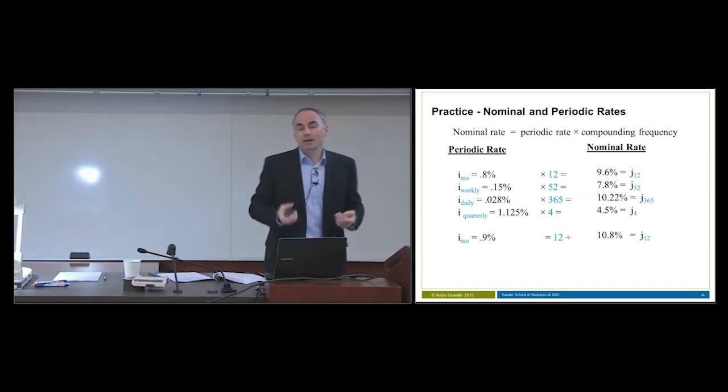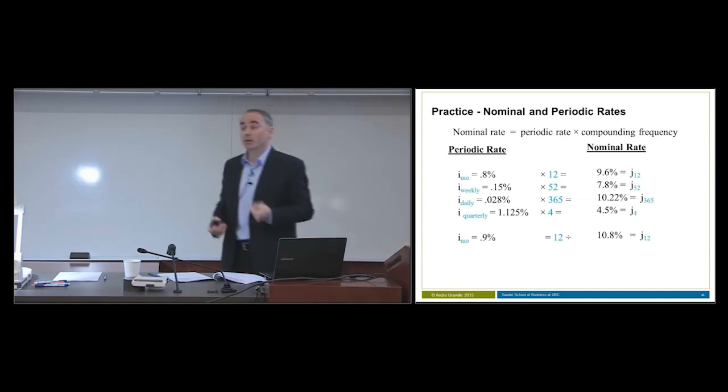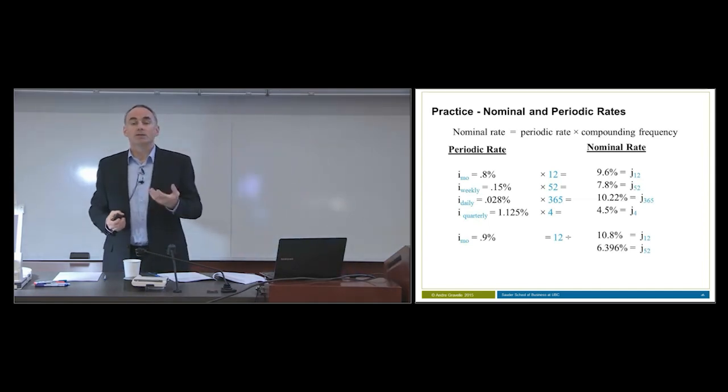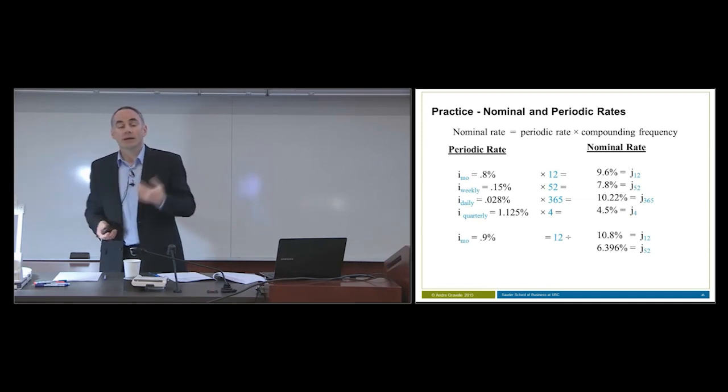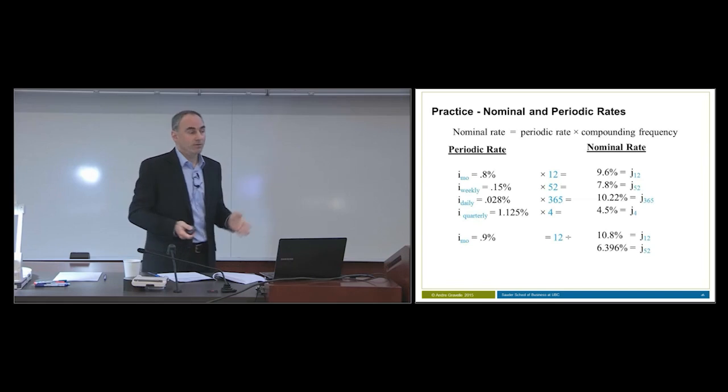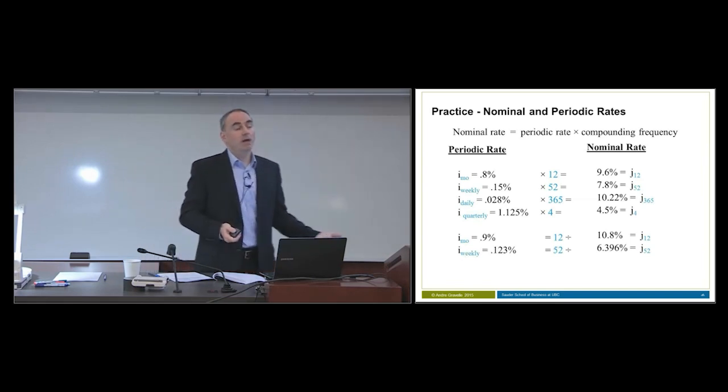If we had a J52 as a nominal interest rate, so that's the interest rate that came out of your calculator. You did a calculation. You got 6.396% as a J52, and I asked you for a weekly periodic rate. Well, it's J52. We divide by 52, get an I weekly.